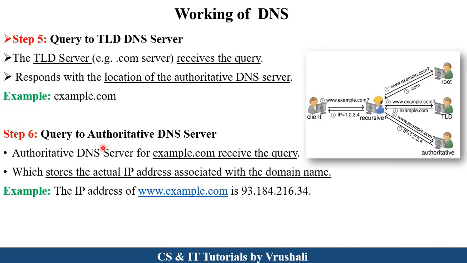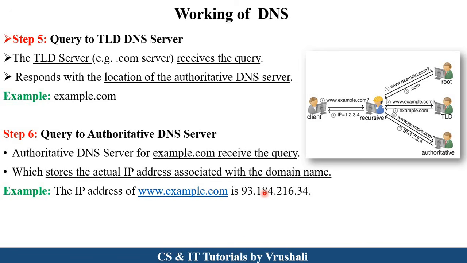Now the next one is query to authoritative DNS server. In this authoritative DNS server, the actual IP address of that particular website is stored. So this authoritative DNS server provides the IP address of this website, like 92.184.216.34, to the machine. Now the machine understands we want to open this website, right?